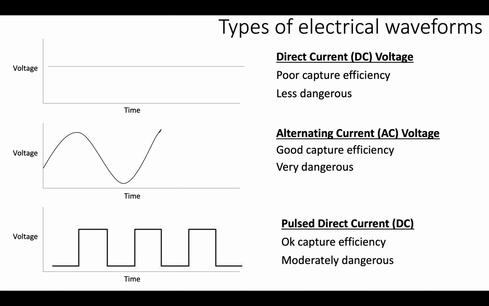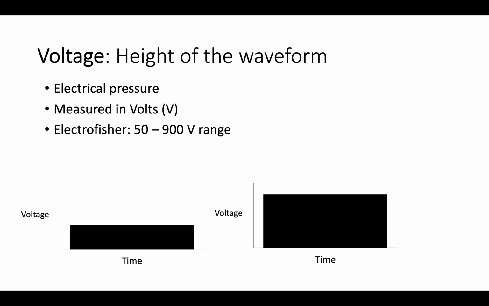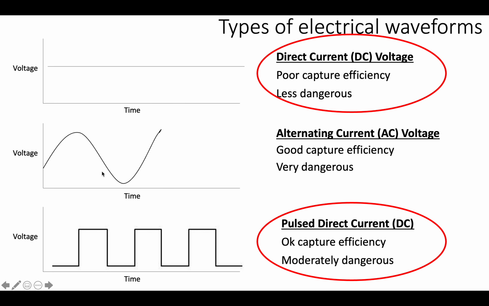So you often see backpack electrofishers using either pulse direct current or direct current, with pulse direct current being, in my experience, the more common type of electrical waveform. Voltage, like we just talked about in the last slide, you can think of as electrical pressure. It's how much pressure is being pushed out of your system, and it's basically the height of the waveform. So it's how high this waveform is.